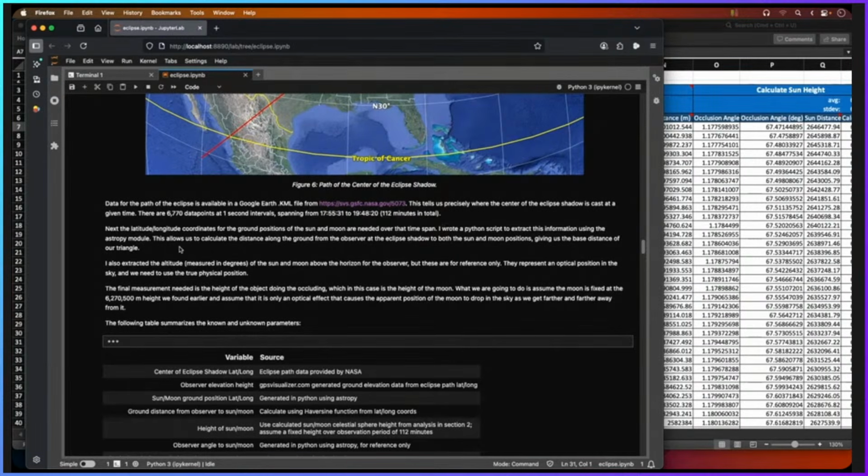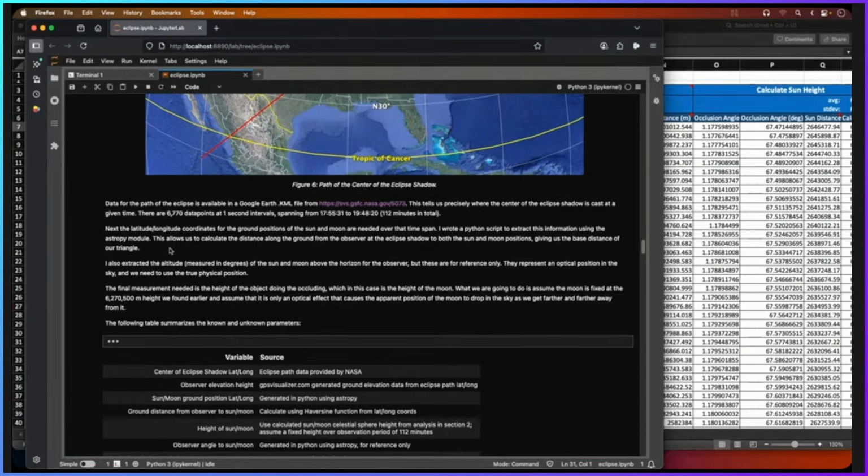Next, the latitude-longitude coordinates for the ground positions of the sun and moon are needed over that time span. I wrote a Python script to extract this information using the AstroPy module. This allows us to calculate the distance along the ground from the observer at the eclipse shadow to both the sun and moon positions, giving us a base distance of our triangle. I also extracted the altitude measured in degrees of the sun and moon above the horizon for the observer, but these are for reference only. They represent an optical position in the sky, and we need to use the true physical position.